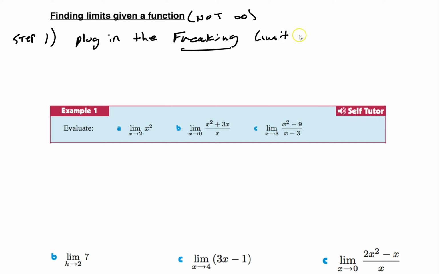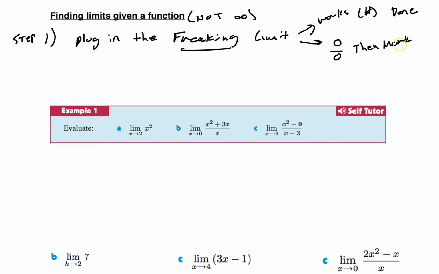Because what happens is if it works, you're done. If you get a number, you are done. That's your answer. That's the limit. If it doesn't work, so what does doesn't work mean? If you get 0 over 0, that's called an indeterminate form, then you have work to do. Move on to step 2.